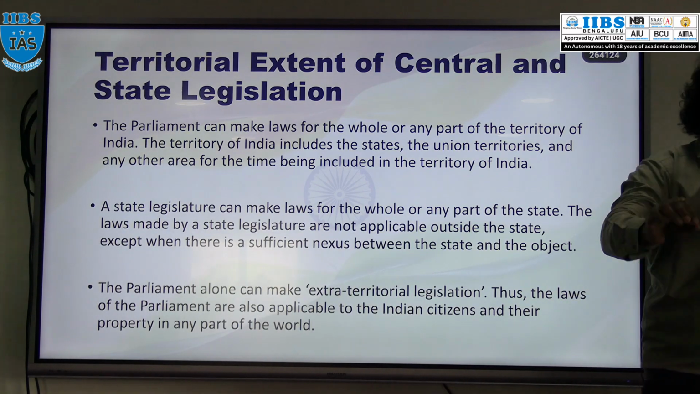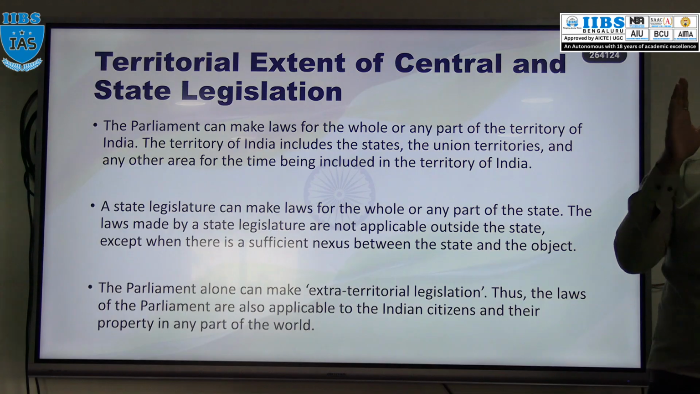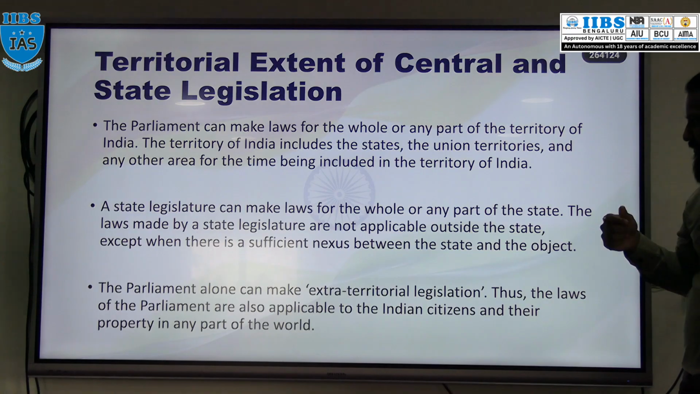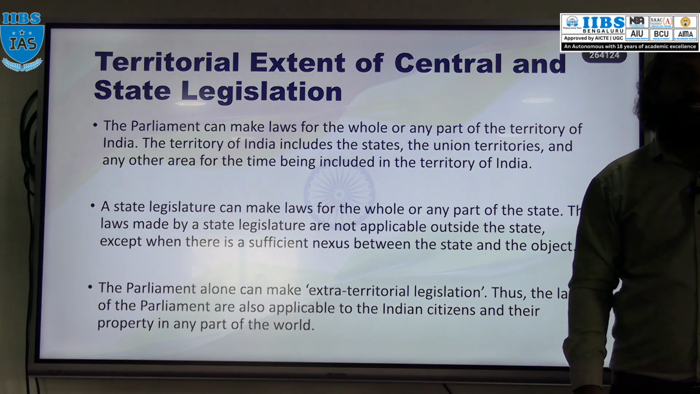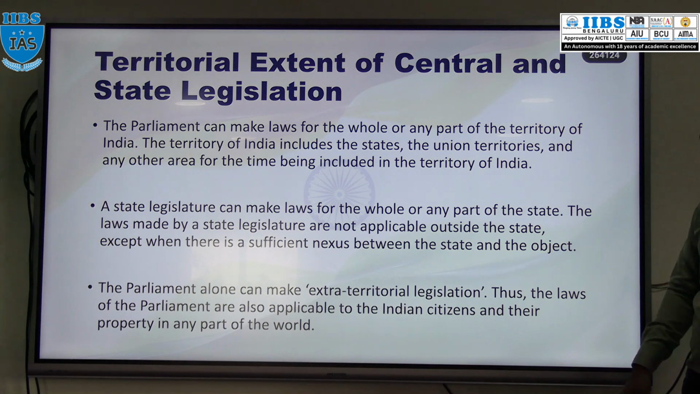So here if you observe, the law which is made by the state legislature is applicable within the boundary of that state. But the law which is made by the parliament is applicable throughout the country, but certain exceptions are there that we will discuss in the coming classes. Like we have scheduled areas, tribal areas, we have special provisions for certain states from Article 371A to 371J. Those articles also we will discuss.